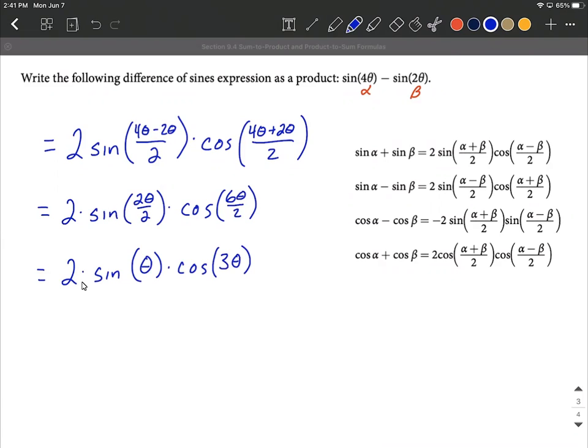We're going to leave this 2 outside. It does not come inside of either one of these functions. It's just a constant multiple on the outside. So I hope this helps out as you're getting used to the sum to product formulas or difference to product formulas. Good luck.